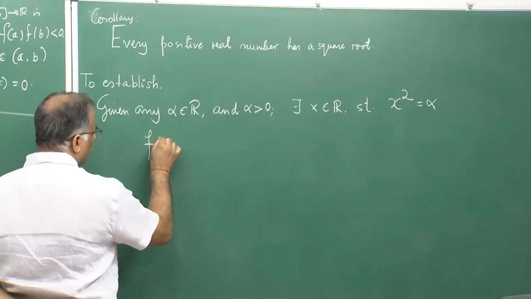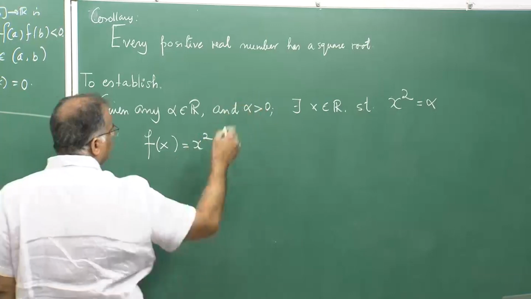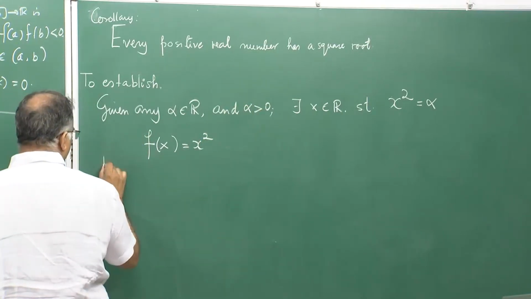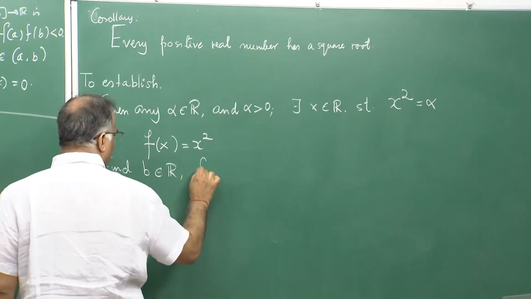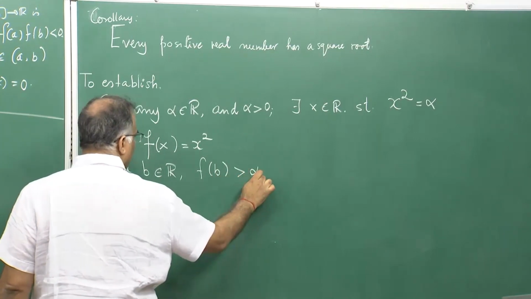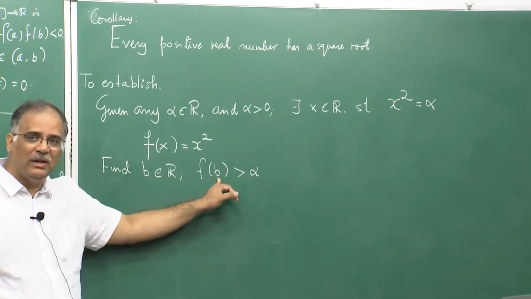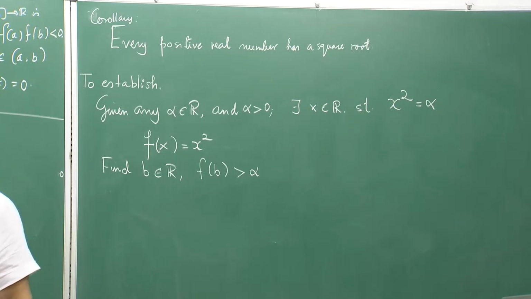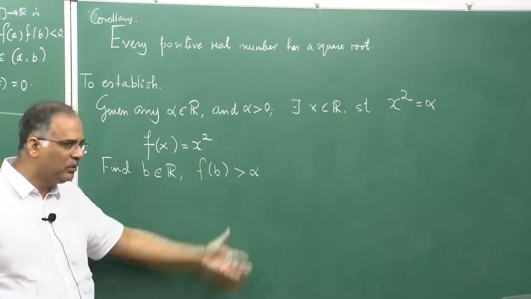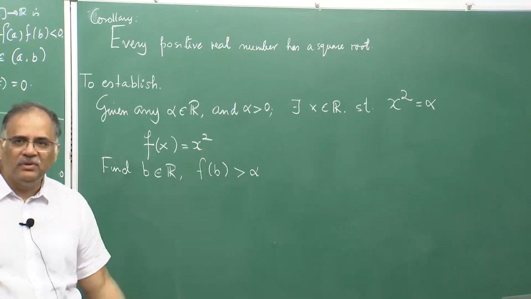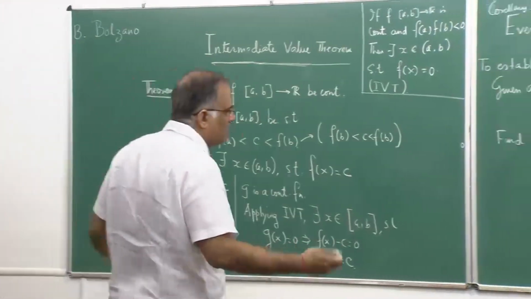Now, let us write down the function here. Let me consider the function f(x) equal to x square, and alpha is a given number to me. So, now find b in R such that f(b) is strictly bigger than alpha. If alpha is strictly bigger than 1, you could take b equal to alpha, because alpha square would be strictly bigger than alpha. And if alpha is less than 1, then you could take b equal to 1, because 1 square is 1, which is bigger than alpha. So, whatever it is, you can always find such a number.